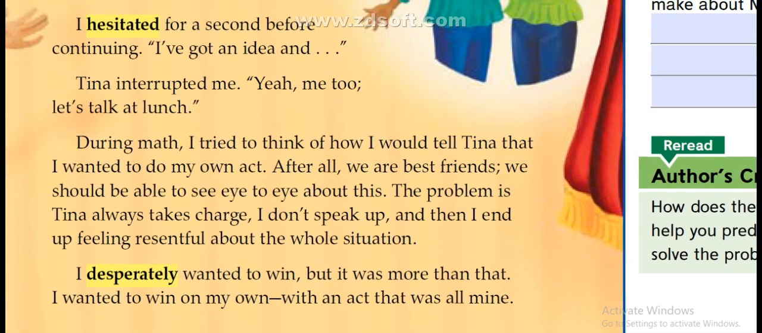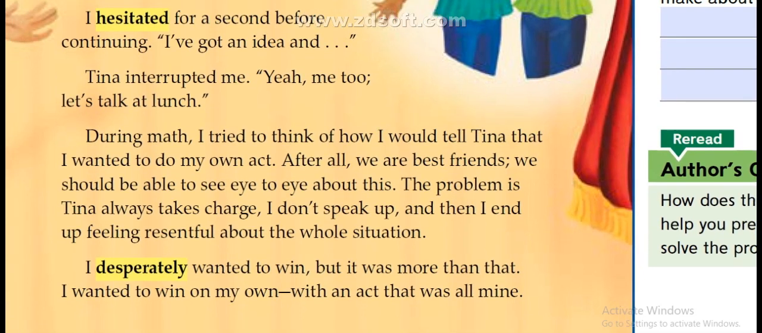So Mora wants to tell Tina that she wants to do it alone. However, did she tell her? They told us that she hesitated. Hesitated means, as I told you before, that she wanted to tell her, then she stopped for a second, then she told her, I've got an idea. So she wanted to tell her her own idea. However, Tina interrupted her. She didn't let her continue, right? So she said, yeah, me too. Let's talk at lunch. So Tina has an idea as well, and they're going to talk about it at lunch.